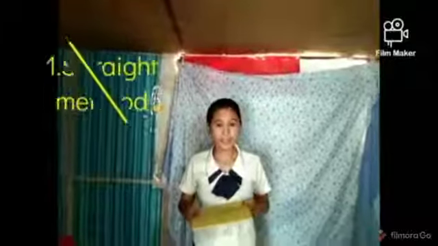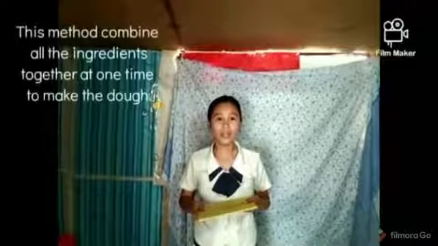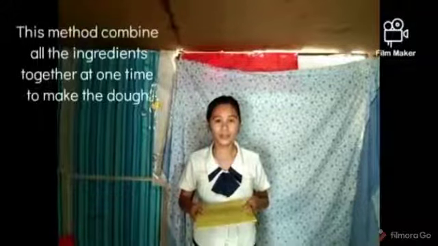The first method is straight dough method. This method combines all the ingredients together at one time to make a dough. The dough is kneaded and set aside to rise. So this method is combined into one stage.